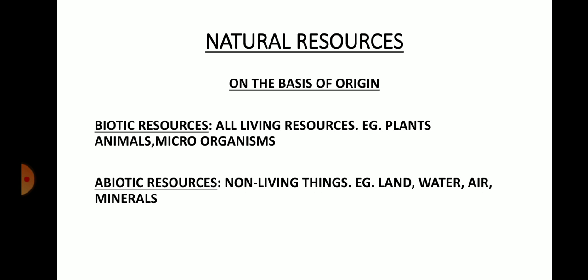Then abiotic resources. Abiotic means opposite to biotic. Whenever you add a before any word, it becomes the opposite meaning. So if biotic is life, abiotic is without life, non-living things. Examples: land, water, air, minerals. These substances don't have life with them. So they come under abiotic resources.